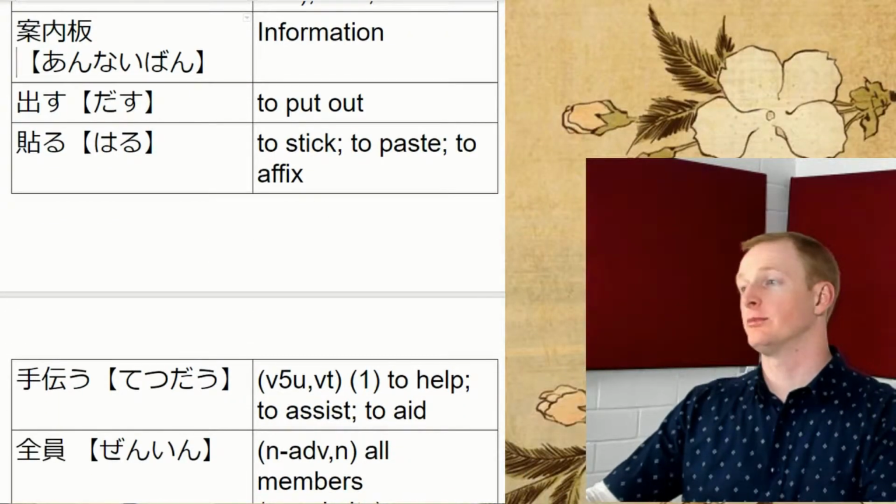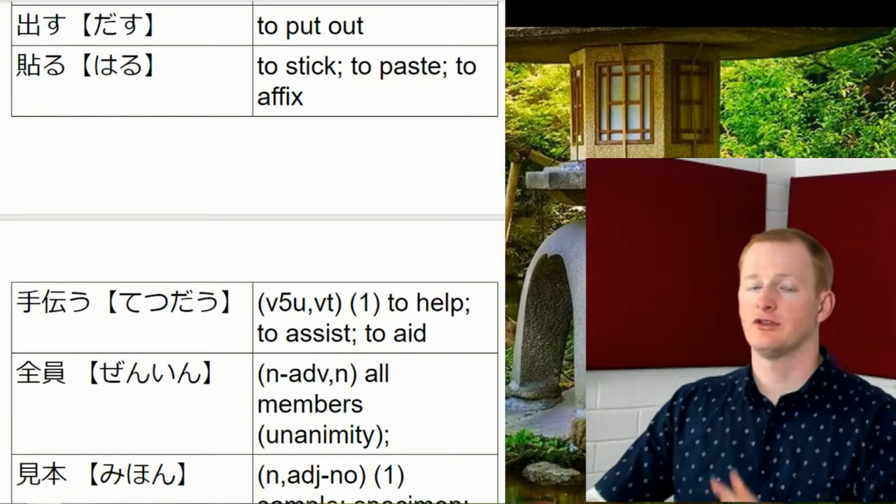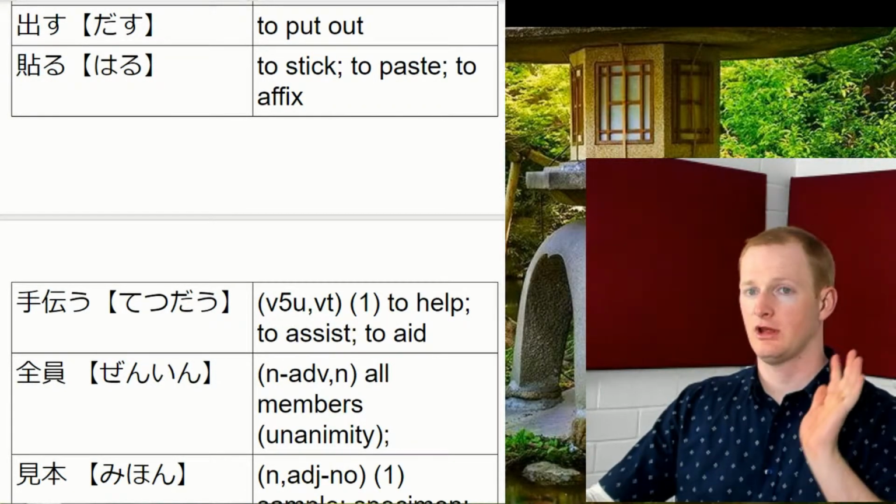We have dasu, this is to put something out. Haru, maybe a bit of a tricky one. This is to stick something. So we often use it with posters as we are in this situation, right? Poster o haru.